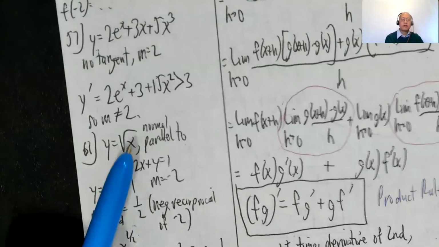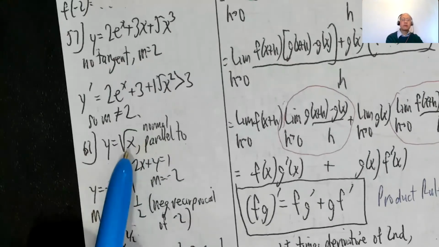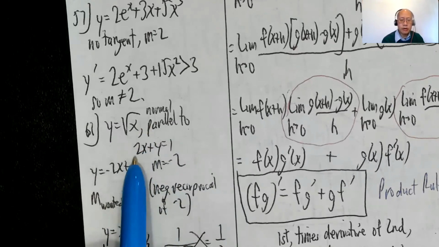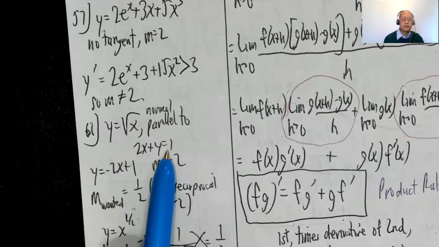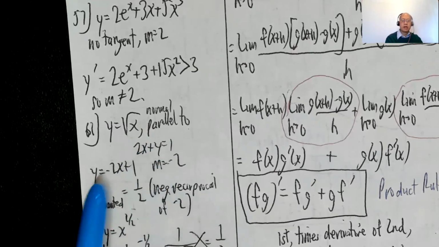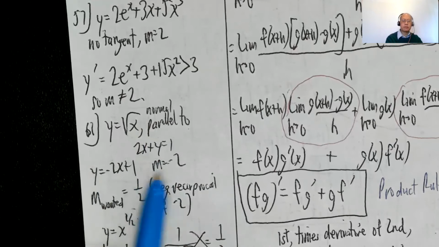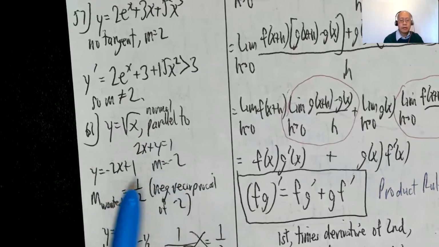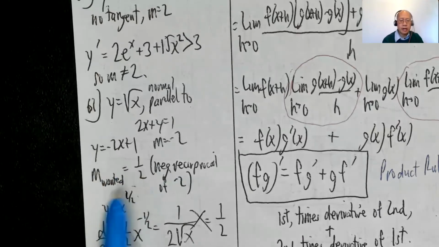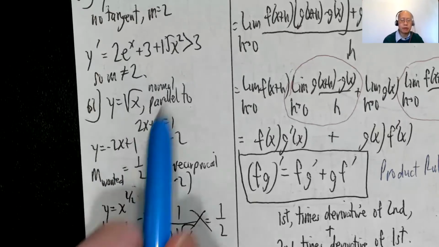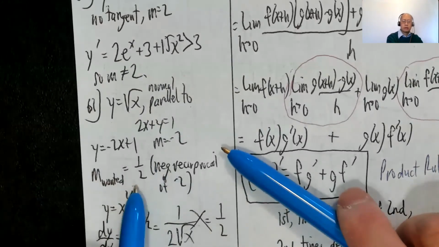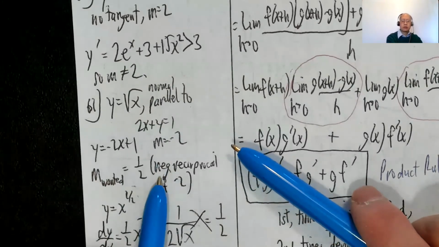61 asks for a normal line. Okay. So first, parallel to 2x plus y equals 1. So find the equation of a line that's parallel to 2x plus y equals 1. So y equals negative 2x plus 1, that means the slope is negative 2. Therefore, the slope that I want, m wanted, is 1/2, the negative reciprocal, right? Remember that the negative reciprocal of this slope will give me the normal line.